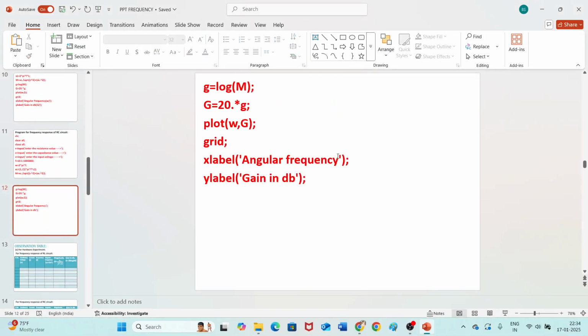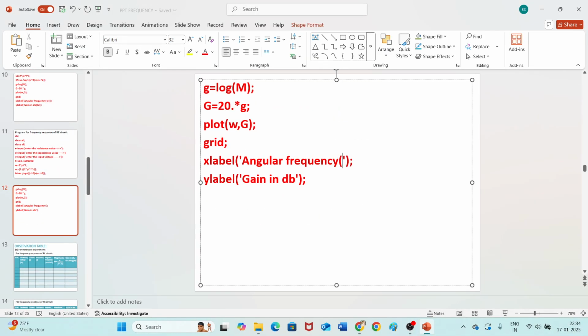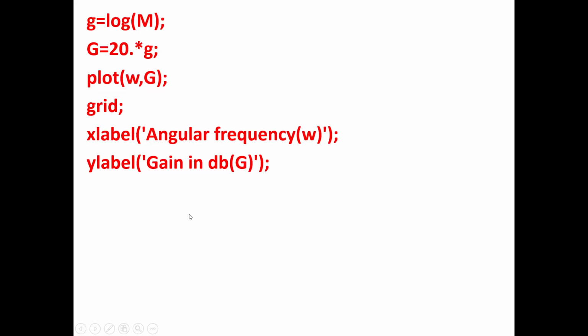If you want, you can add here within brackets W, and here again you can add within brackets capital G. So you can pause the video and you can copy down the rest of the program.